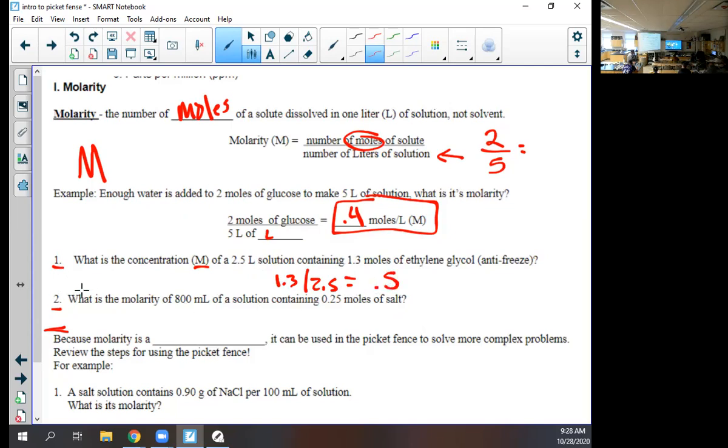Number two, this one's trickier. What is the molarity of 800 milliliters? How dare I do that to you? Containing 0.25 moles of salt. So I have 0.25 moles divided by 0.8. I'm going to show you.